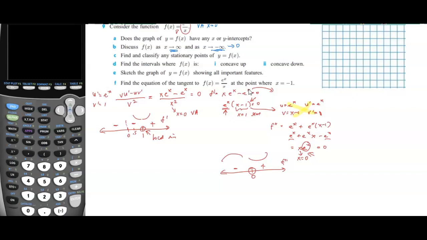Interesting. Okay. Combining these two is interesting, right? Because look, to the left, I know it's going down and it's concave down. Between 0 and 1, it's going down, but it's concave up. And then at 1, it flattens out, and then it's going to go up, and it's concave up. So it looks kind of like that, okay?